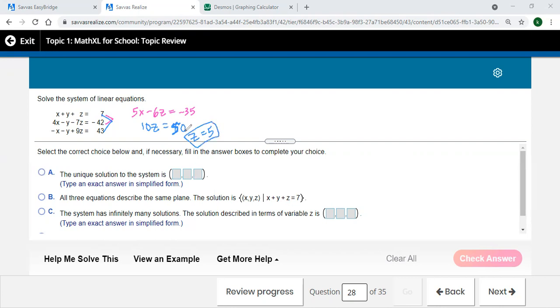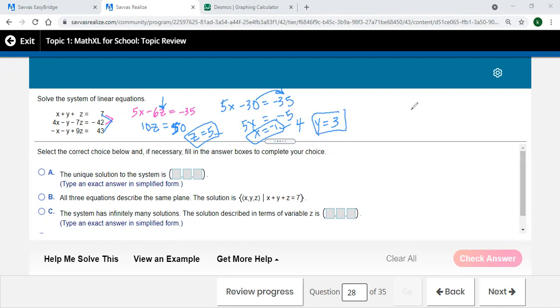And then you go back and plug that in somewhere. So I'll plug it into this one. If z is 5, I've got 5x minus 6 times 5 is 30 equals that negative 35. Add 30 over and I got a negative 5, right? 5x. So I've got x to be negative 1. And then x plus y plus z have to add up to 7. I've got negative 1 and 5, that's 4. That means my last thing, y, would be 3. So that's one way to do it.